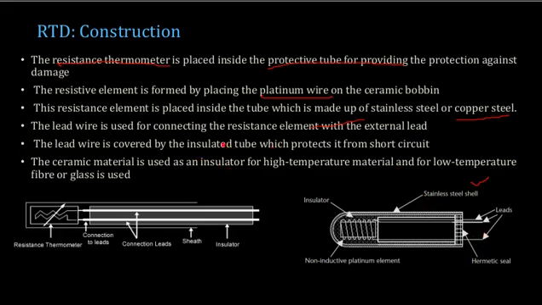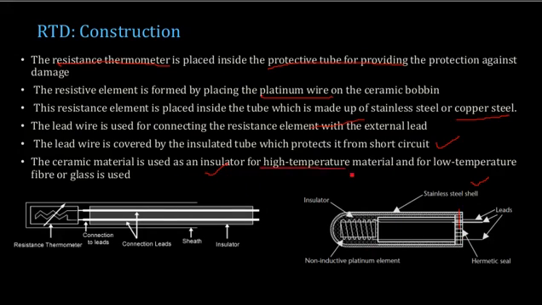And the lead wire is covered by the insulated tube. Okay, so you have an insulated tube here. It prevents short circuit between these leads. So you have an insulated tube and has some gap between them, so it provides insulation. And ceramic material is used to cover everything. So you have some ceramic material to use as an insulator for high temperature material.